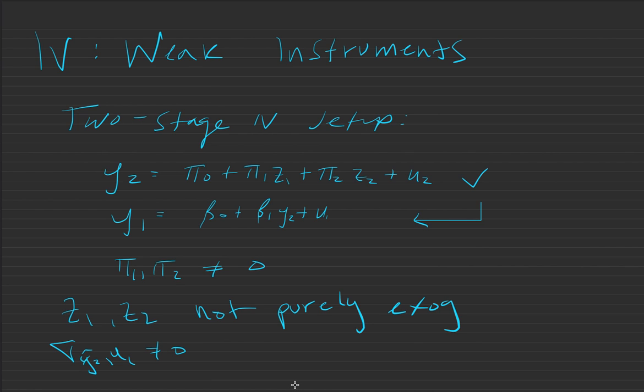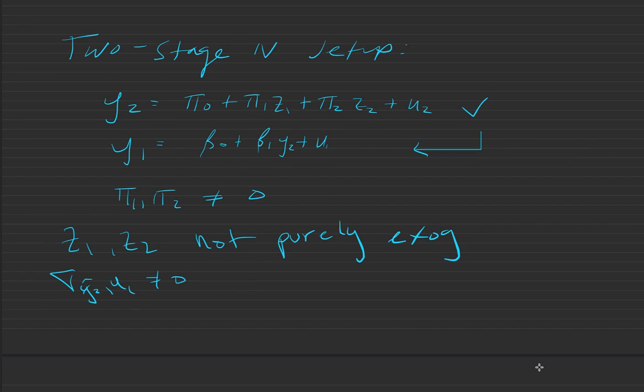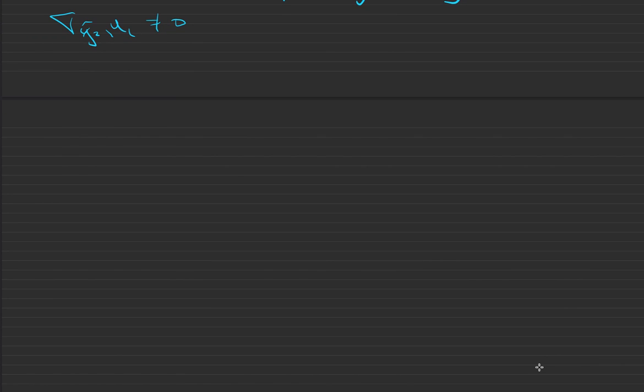We're first going to talk about the strength of the instruments in terms of inconsistency. We'll then look at the partial R squared, and in the third video on weak instruments, we'll look at finite sample bias. So let's first think about inconsistency.